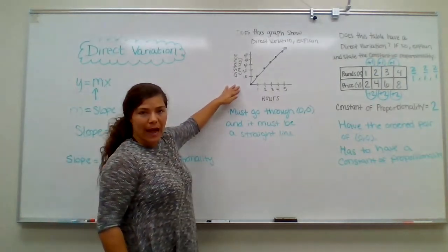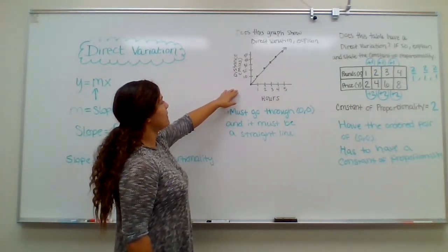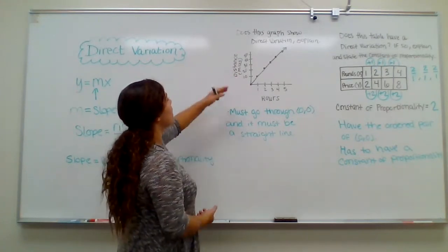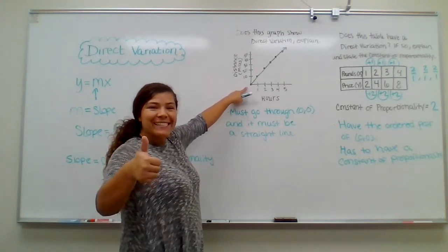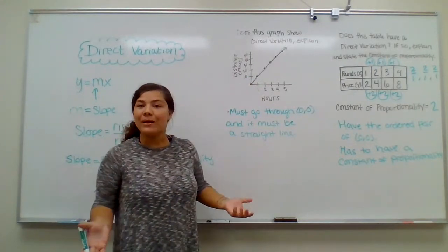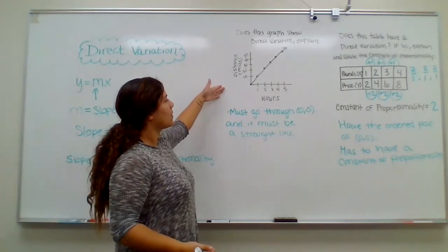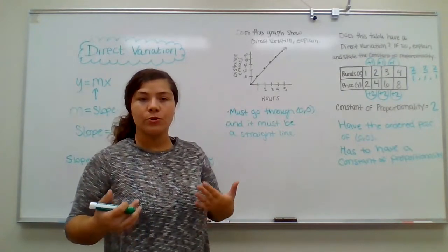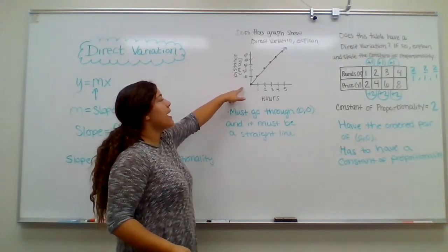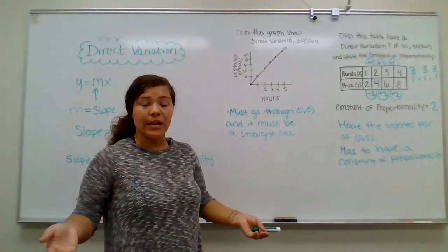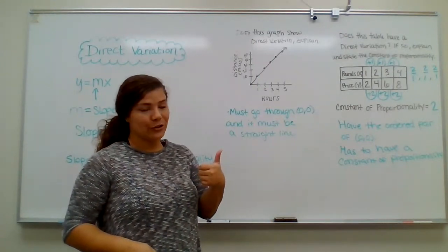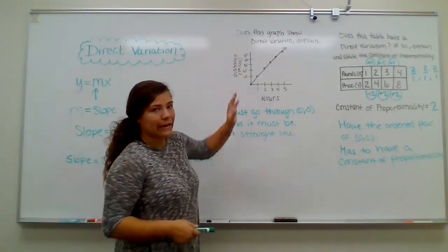So if we look at this graph, we see that it just says, does this graph show direct variation? Well, if we look at it, does it go through the origin? Check. Does it make a straight line? Check. So that's all we need to see from a graph to know that direct variation is happening. So you would say, yes, this graph does show direct variation because it goes through the origin and it's a straight line, or it's linear.